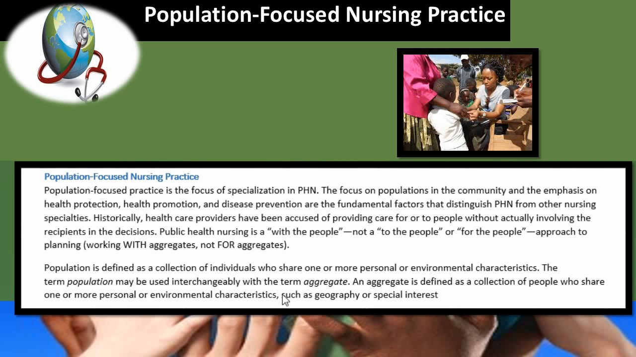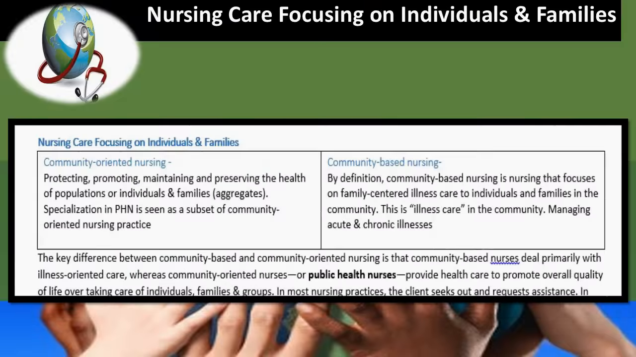For example, I may be studying school age kids in the United States, or I may be looking at school age kids in the world. I may actually be looking at residents of Greene County. All those are different population or aggregate groups. Two distinctions I want to make about the nursing care that's focusing on individuals and families. It doesn't mean that the public health nurse is not concerned about individuals and families. So let's go ahead and narrow this down.